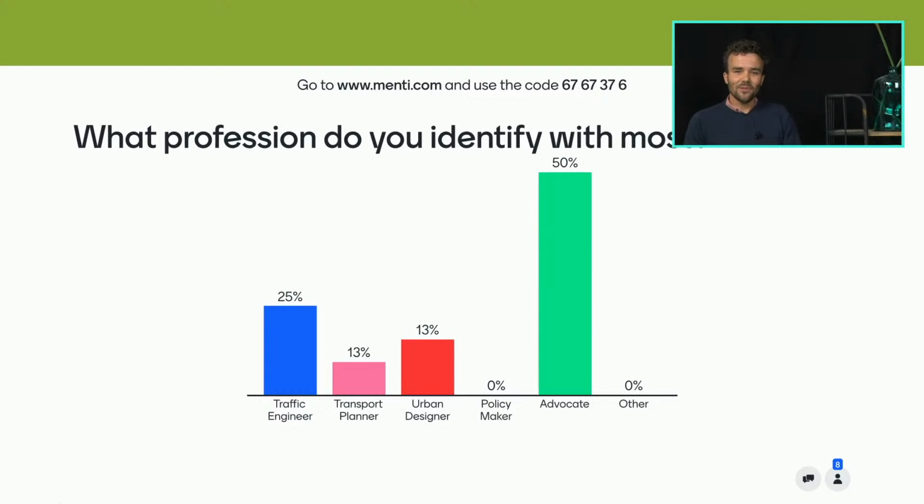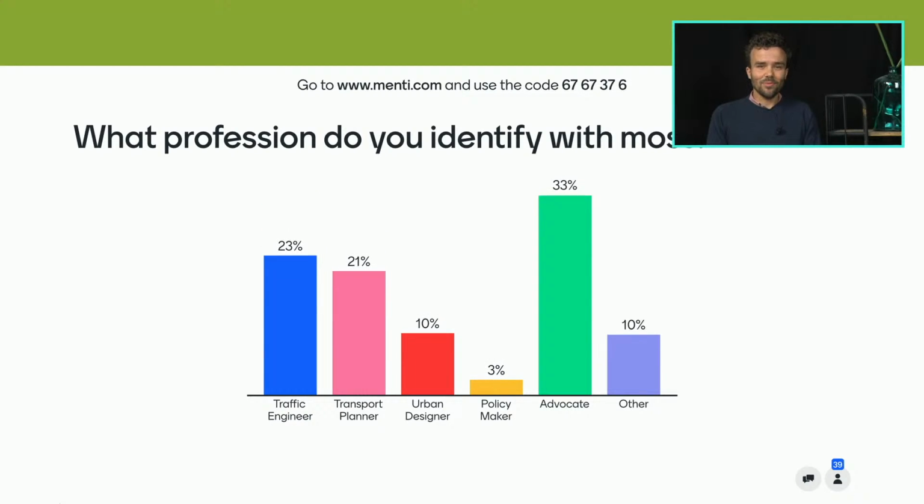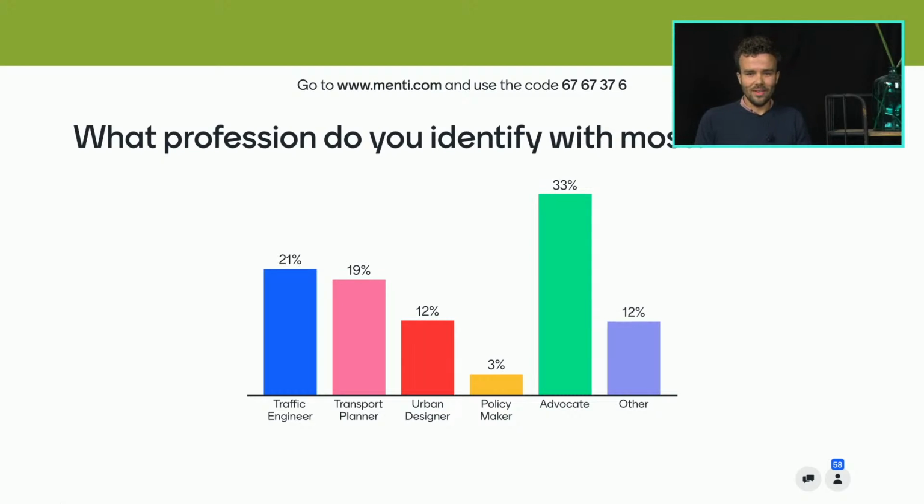Brilliant. So the first question, what profession do you identify with most? I struggle to ask people what you do for a job, because a lot of people have flexible interpretations of their job in their field. And today I can see a lot of advocates. That's always good to see. And then split between traffic engineers and transport planners, few urban designers in the mix. Good to see. There will be something in it for everybody, I'm sure. It's not too technical of a presentation and very much focused on the principles, so that'll be good for all of you. And then we'll go to the next.